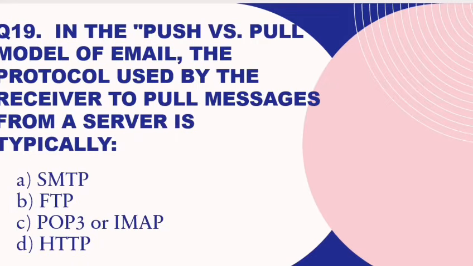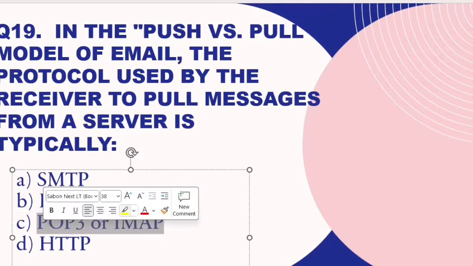Moving on to the other question, question number 19. In the push versus pull model of email, the protocol used by the receiver to pull messages from a server is typically option A SMTP, option B FTP, option C POP3 and IMAP, option D HTTP. So the correct answer for this question is option number C.